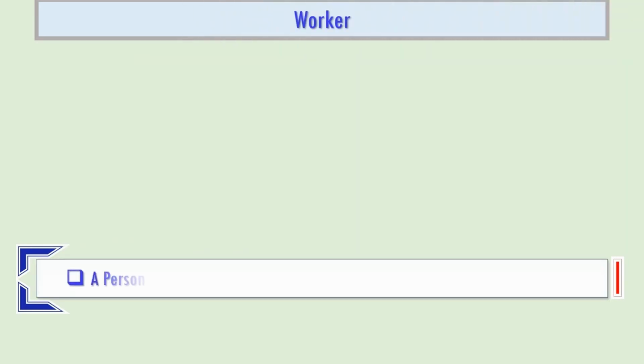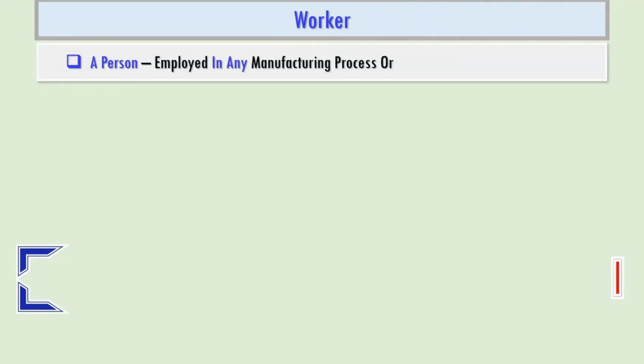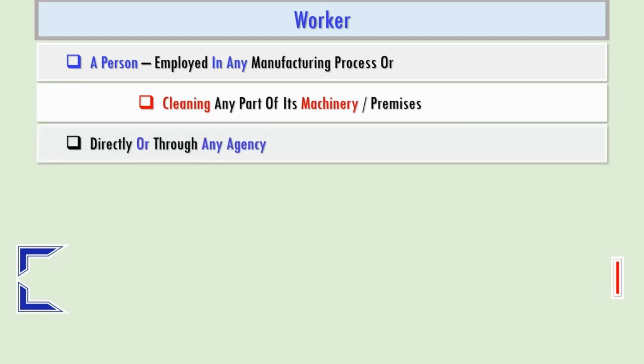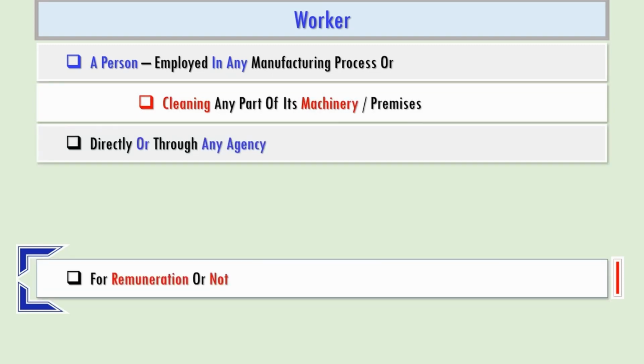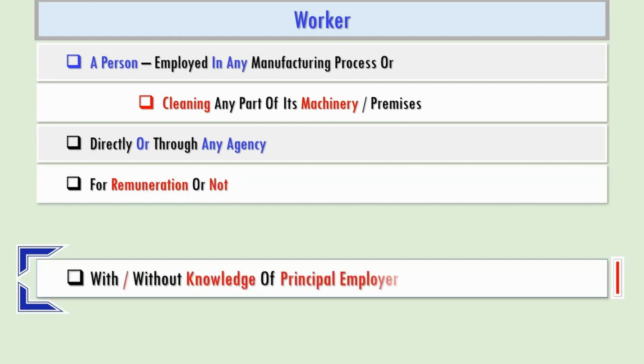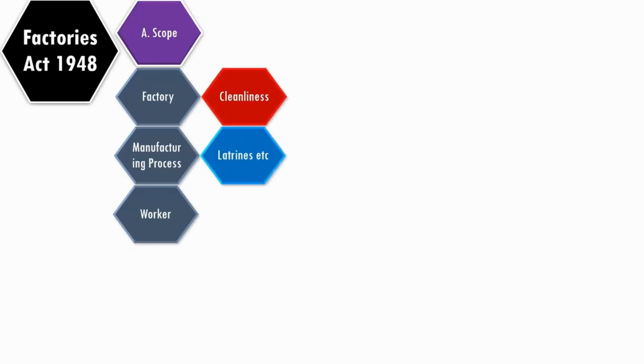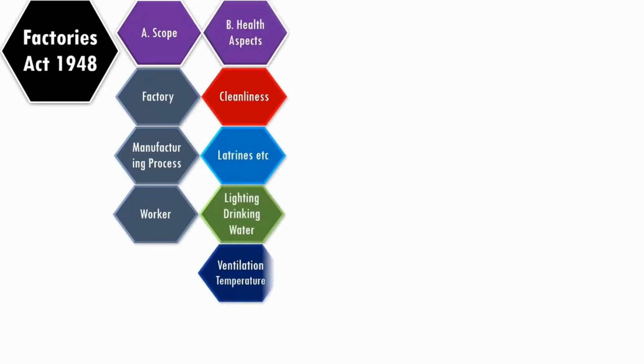A worker under the Act is anyone who is employed in a manufacturing process or in cleaning any part of the machinery or premises of a process. He might be directly or indirectly recruited for a remuneration or otherwise, with or without the knowledge of the principal employer. Health aspects covered under the Act: cleanliness, latrines, etc., lighting, drinking water, ventilation and temperature.